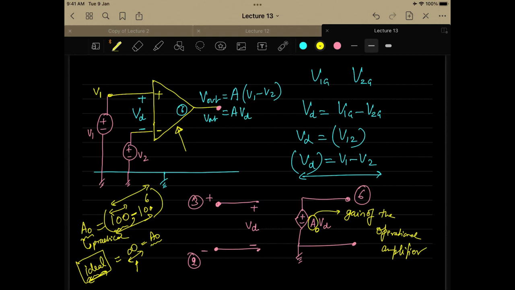If we say that the op amp is not ideal, then we will give you the values of that op amp, whether it's 100 or 10 to the power 6. Okay? So this has to be. Sir, why infinity only?